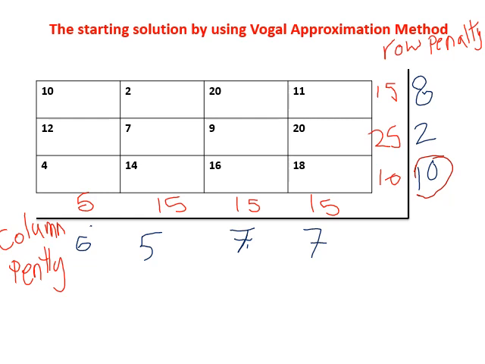Depending on this greatest value, we will decide to begin with row number 3. So we will begin with this row, with the beginning cell in this row, because it has the greatest value from the row penalty and the column penalty. So let's take this row and look at the values of the costs inside it. We will find 4, 14, 16, and 18. So we will take the smallest cost value to start with.